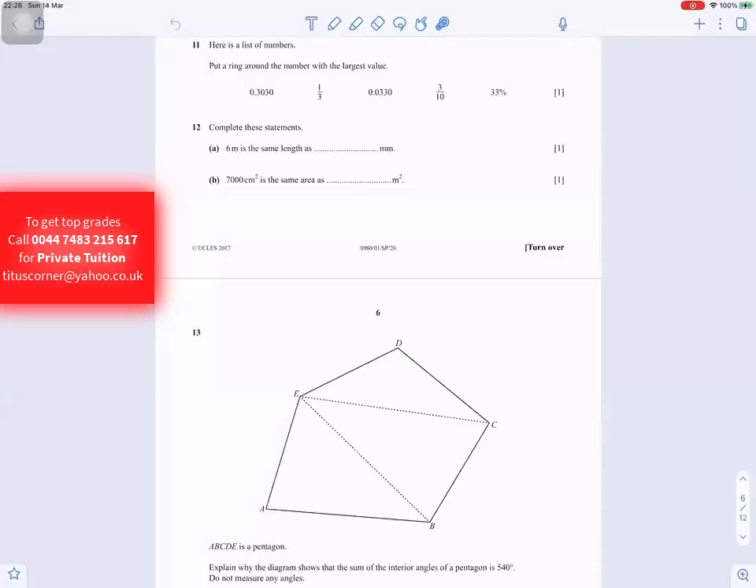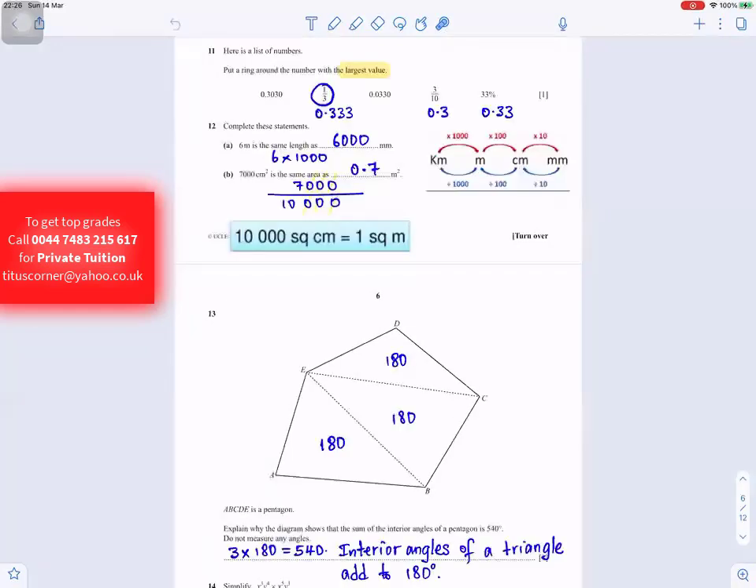Here's question 11, 12, and 13. For question number 11, here is a list of numbers. Put a ring around the number with the largest value. I change all the numbers to decimals. So the first one is a decimal. The second one, 1/3, is 0.333 recurring. The third one is a decimal. Fourth one, 3/10 is 0.3, is a decimal. 33%, you divide by 100, it gives you 0.33. So put a ring around the number. The largest one is 0.33 recurring, which is 1/3.